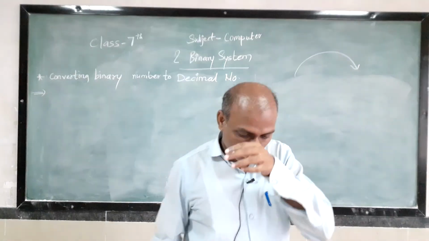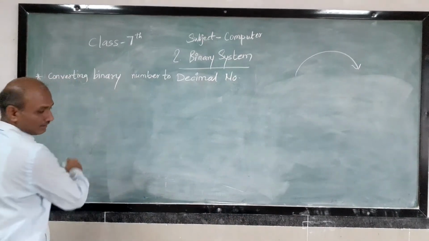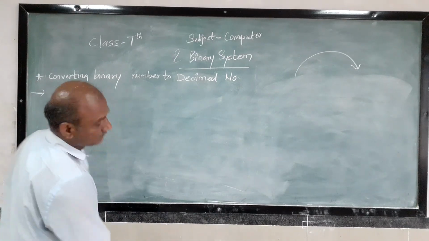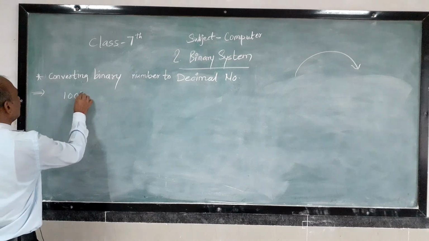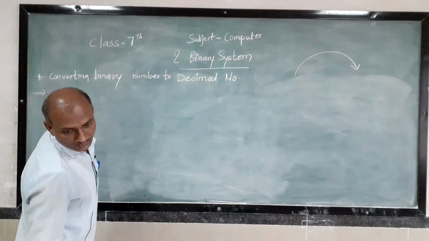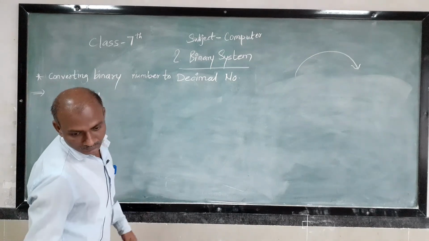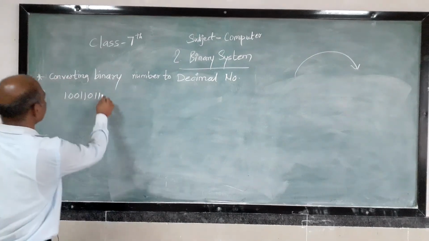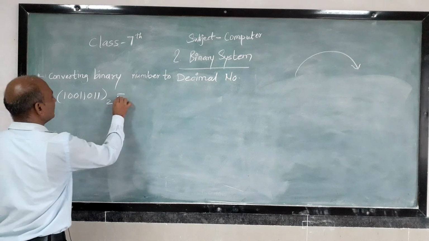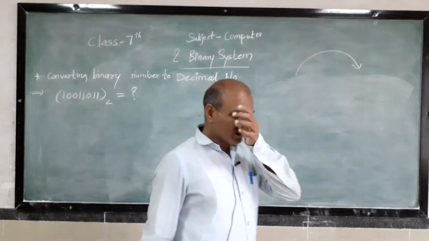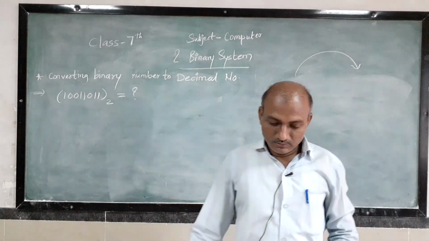Understand? So this is one of the examples: 100111011. This is the binary number. We have to convert it into a decimal number.